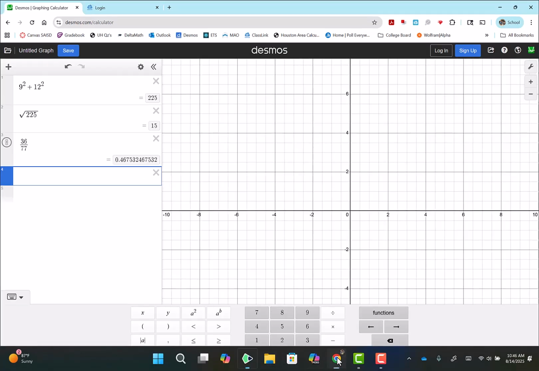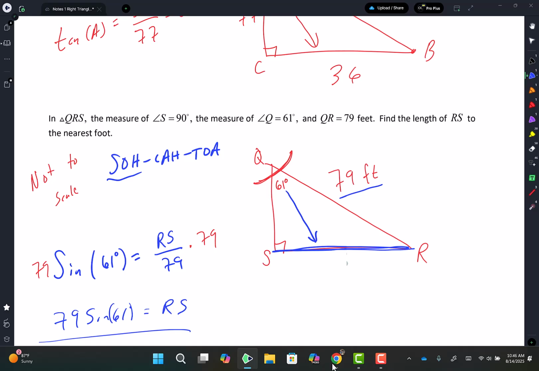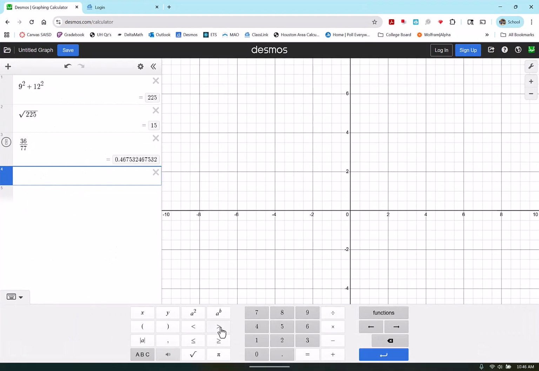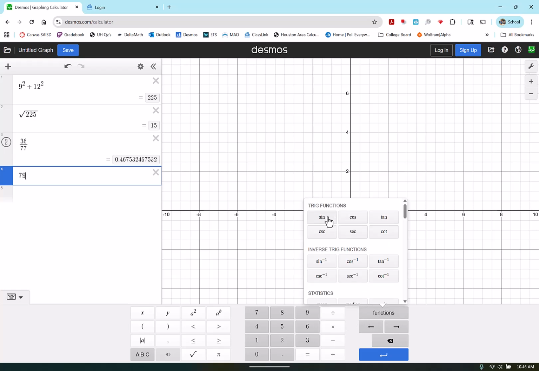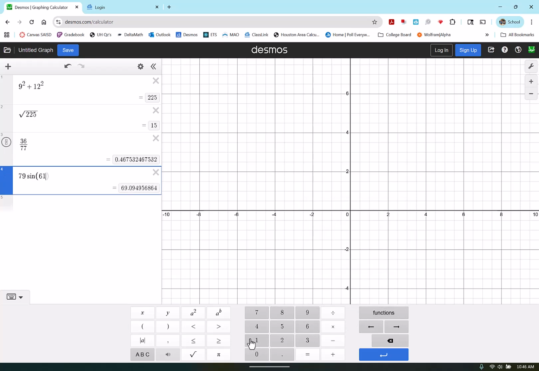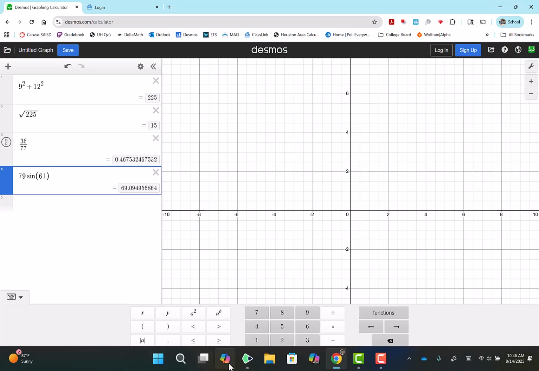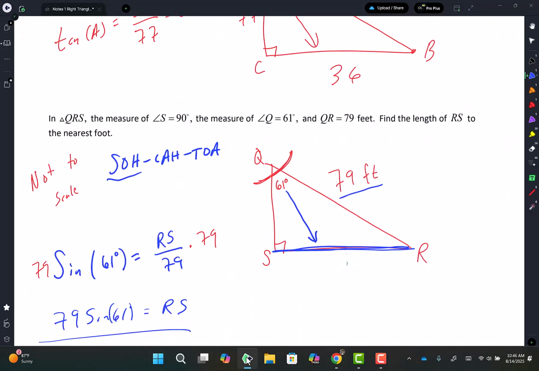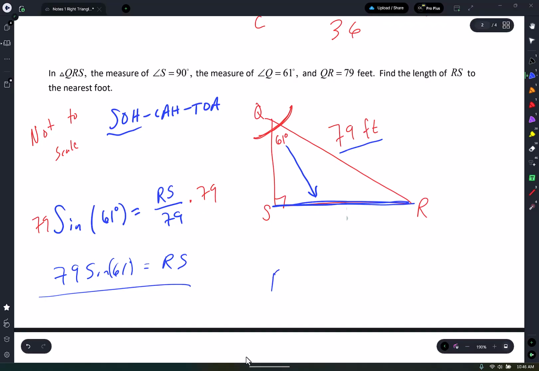I'm just going to type in 79 sine 61. Where it says functions, you'll see them all. They're right there. Sine 61. And there's my answer. 69.0949. Okay, 69.09. So what do they want? In feet, find the length to the nearest foot. Yep. RS equals 69 feet.